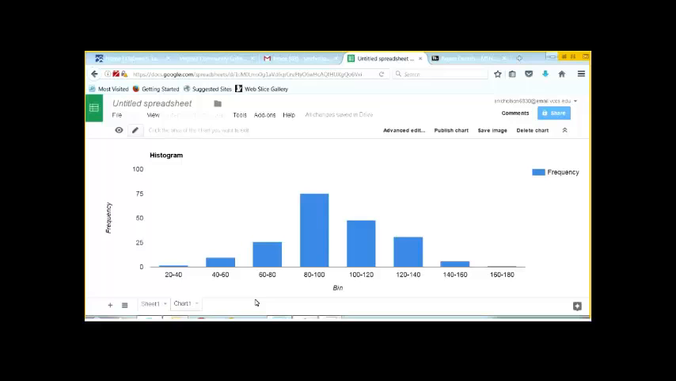So if we go back and look at the chart now, you can see that the classes are better defined. So here's from 20 to 40. Here's greater than 40 and less than 60, and so forth and so on. And you can see it has the most entries in this class in the middle, and the average was 80 something. So it's not surprising. This data actually is generated. It's an example of the kind of data that you'll use for your project.